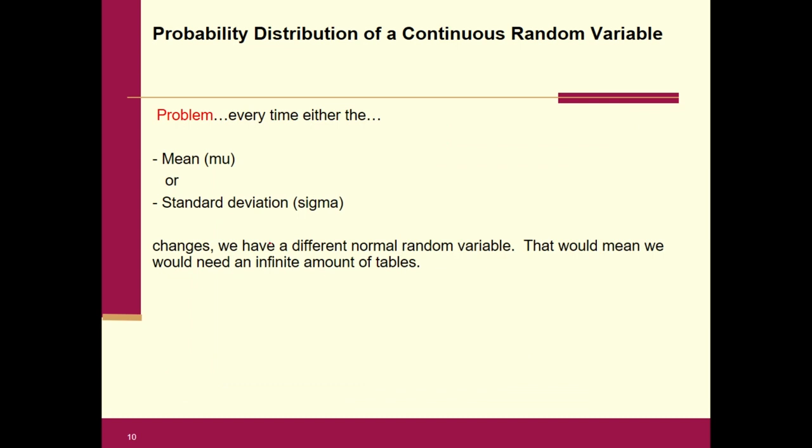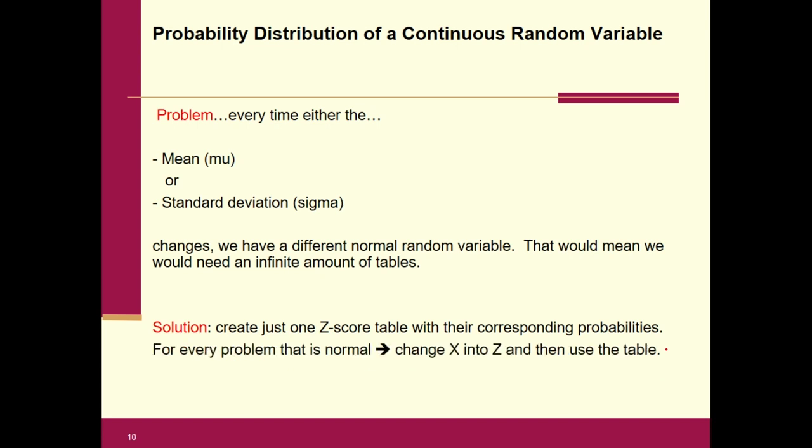So, like I said, here's our problem, okay? Here's the solution. Create just one z-score table with their corresponding probabilities. And all we have to do is change x into z, and we can use that one table then. That's the solution, okay? So every problem that is normal, what are we going to do? We're going to change x into z, okay, and then use that one table that we learned, okay?